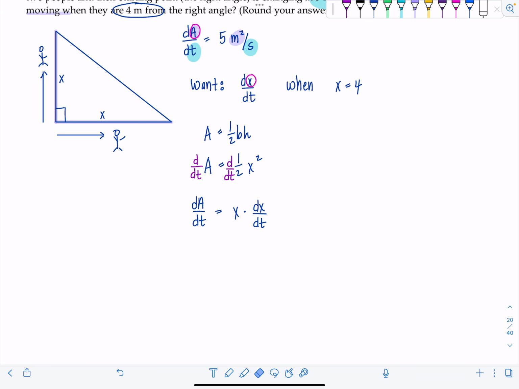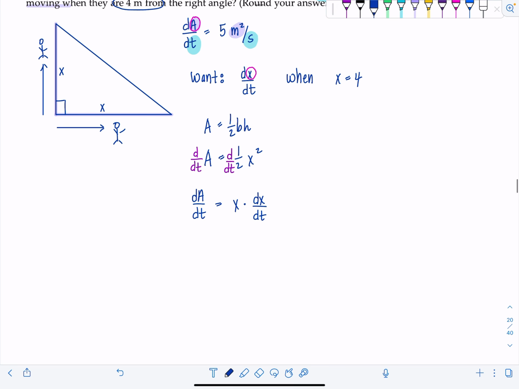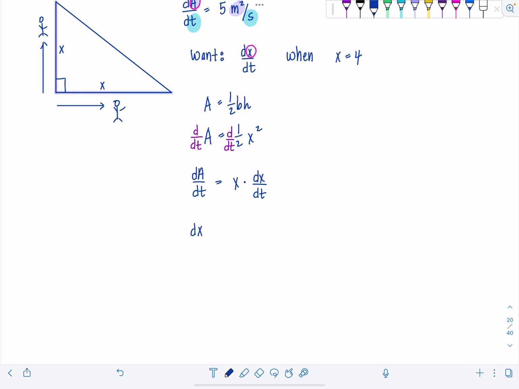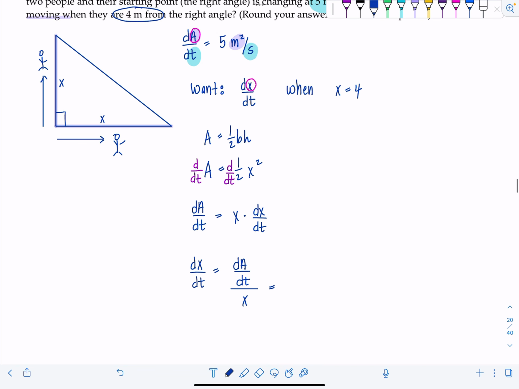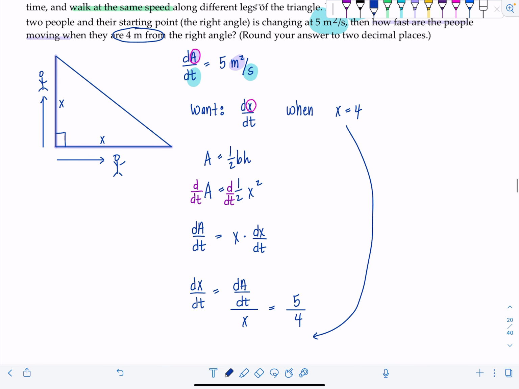So they want dx/dt. Let's get it by itself. dx/dt equals dA/dt over x. And then they told me dA/dt is 5 meters squared. And then x, now I get to use it. Oh my God, when x is 4. They said round to 2 decimal places. I'm not sure why. 5 over 4 is 1.25, but okay.